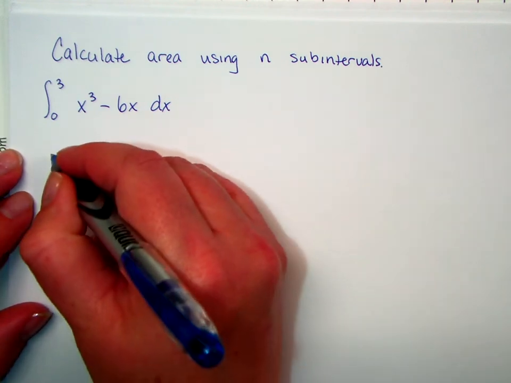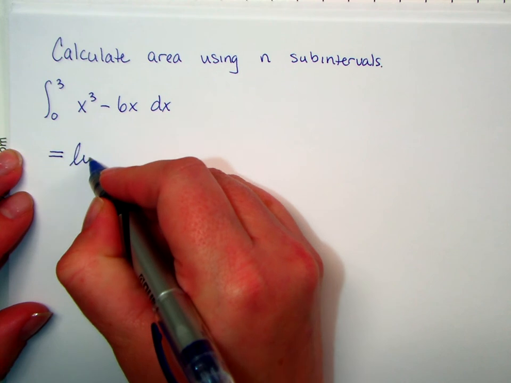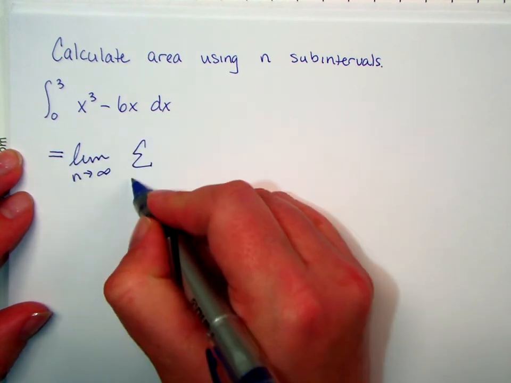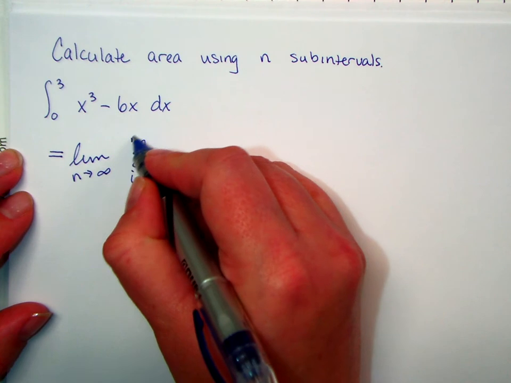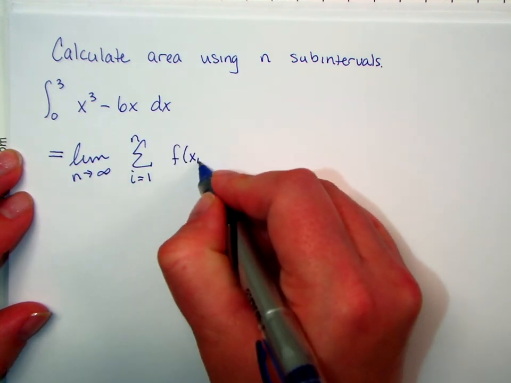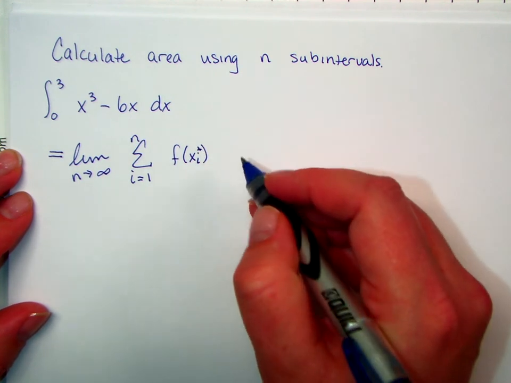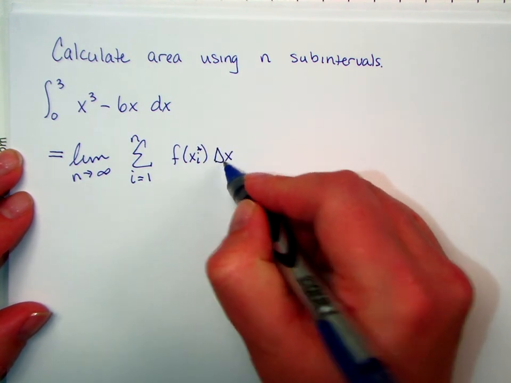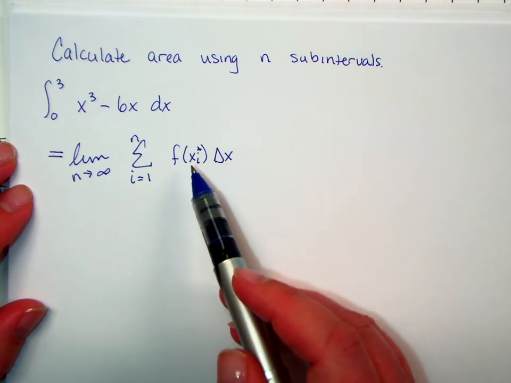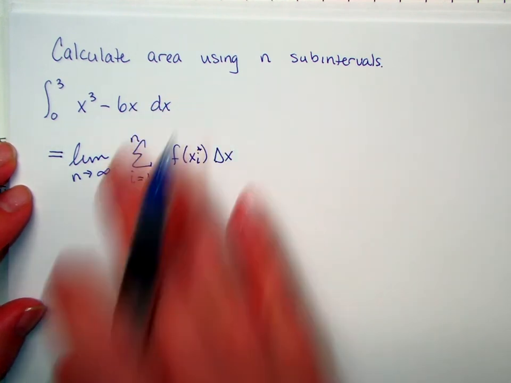So this is telling you to use the definition, right? So the definition says we're going to do the limit as n goes to infinity, and we're going to sum n rectangles, and each rectangle is going to have a height of f of x sub i star, and each rectangle is going to have a width of delta x. Right, so here's where we have to find the formula for x sub i, and we have to calculate what delta x is for this problem.